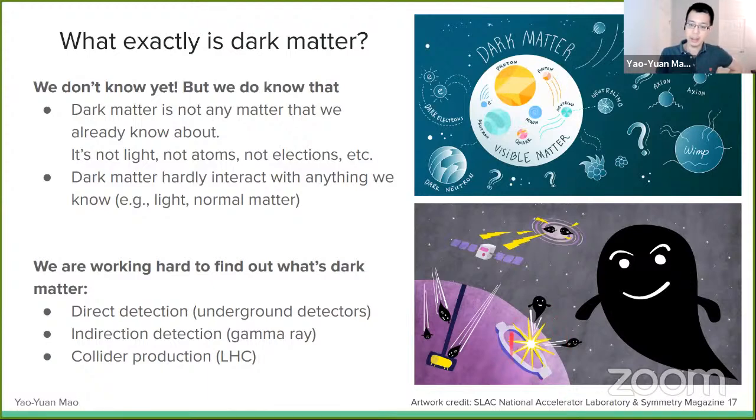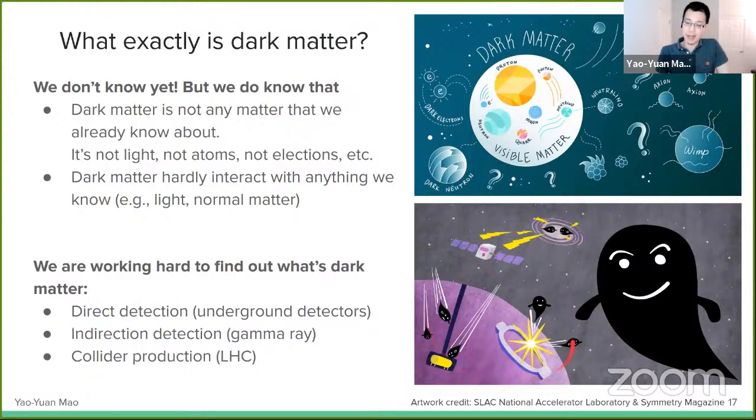This one you see here is called the collider. This, for example, is the Large Hadron Collider, LHC at Geneva. So in this case, we are smashing known particles like protons together. And hopefully it creates a large enough energy that it actually produces dark matter particles through energy. As we know, energy and mass can transform into each other.